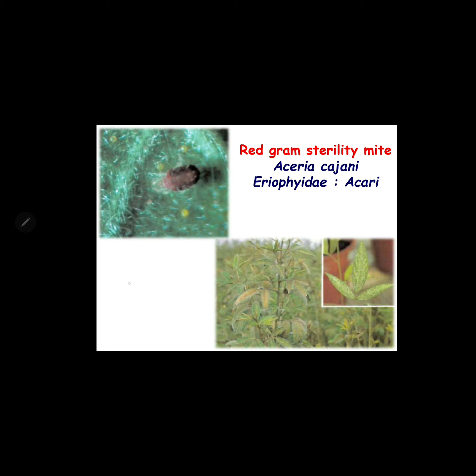Please note, sterility mosaic viral disease produces bushy or pale green plants without flowers and without pods. A single eriophyid mite is sufficient to transmit this disease. Leaves are small and show a light and dark green mosaic pattern.